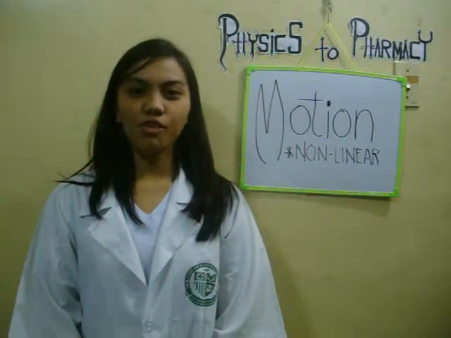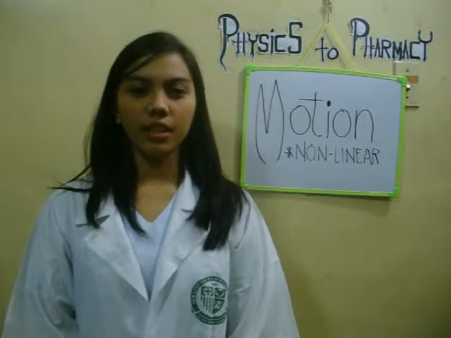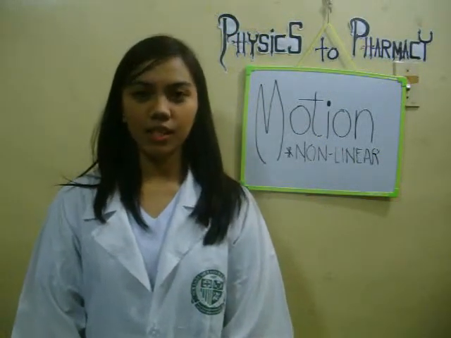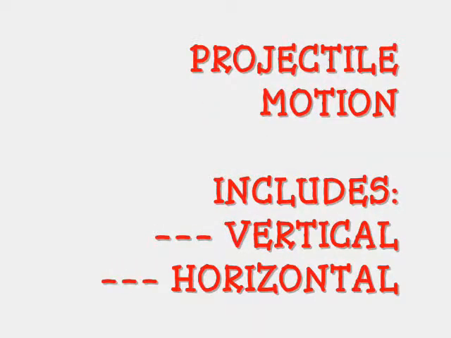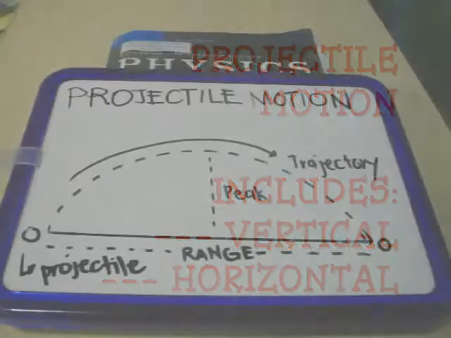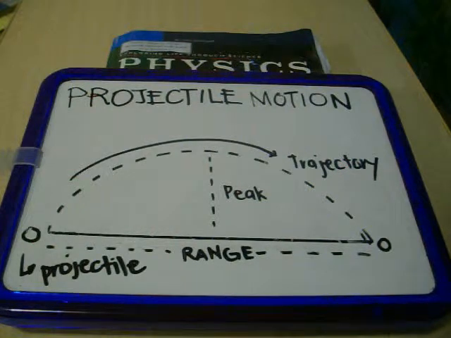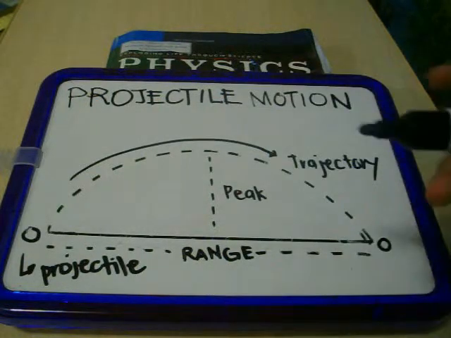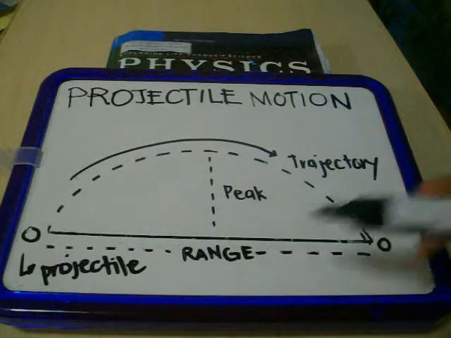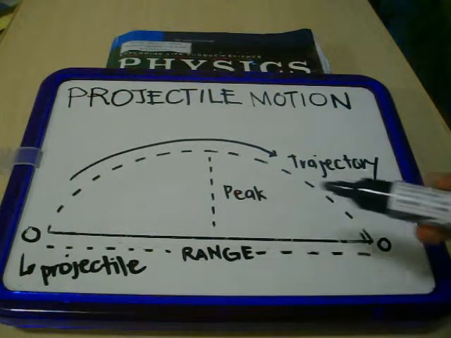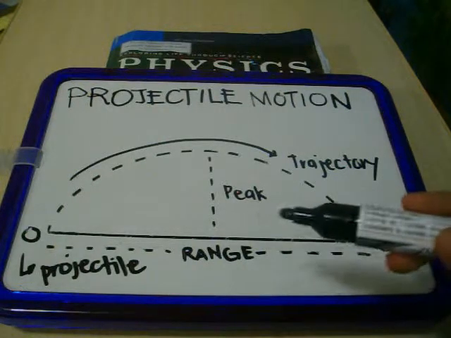Projectile motion is the motion of a body thrown with an angle other than 90 degrees with the horizontal. Projectile motion has two components. First, the vertical, and the second is horizontal. Rather than dropping an object straight down, what happens if you throw it horizontally? Here is an example of projectile motion. There are four components of projectile motion: the range, trajectory, peak, and the projectile.